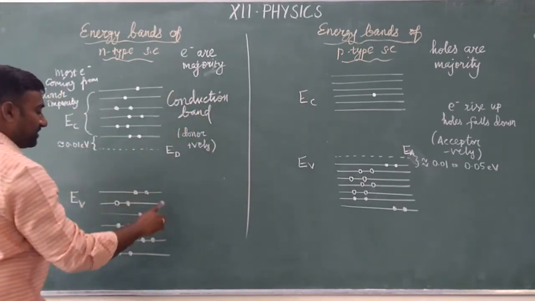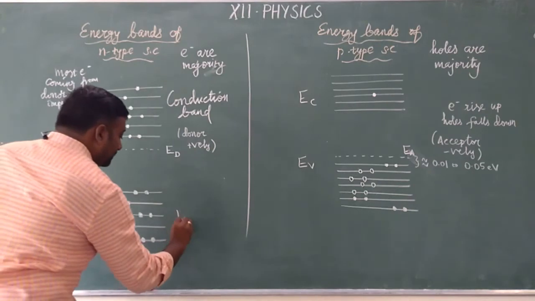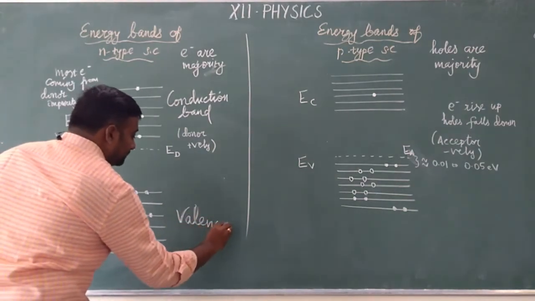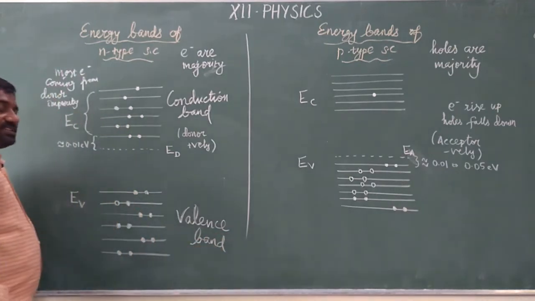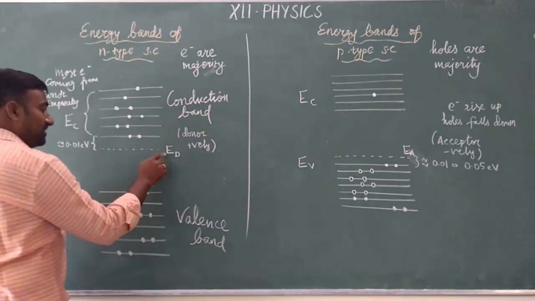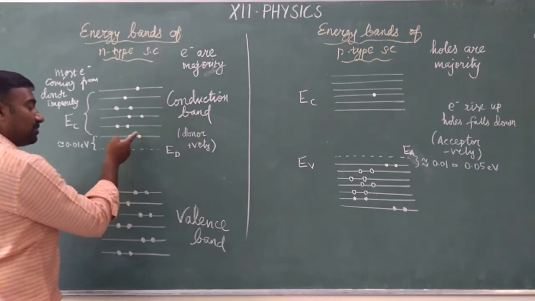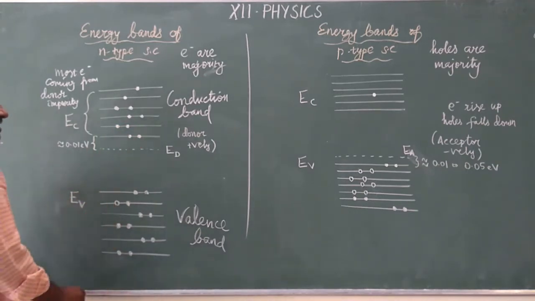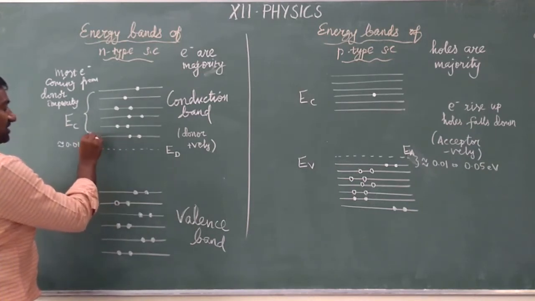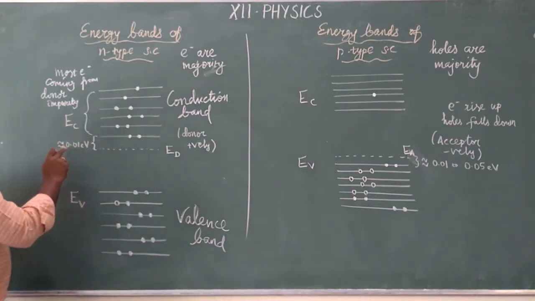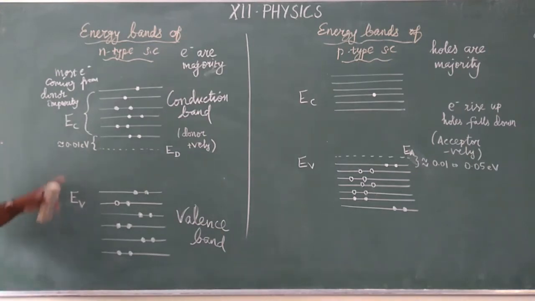So these are all conduction bands, and these are all valence bands. The donor energy level, being positive, lies very close to the bottom of the conduction band. From this donor energy level to the original conduction band, the gap is approximately 0.01 electron volt. It has excess electrons, so the electrons are the majority charge carriers.